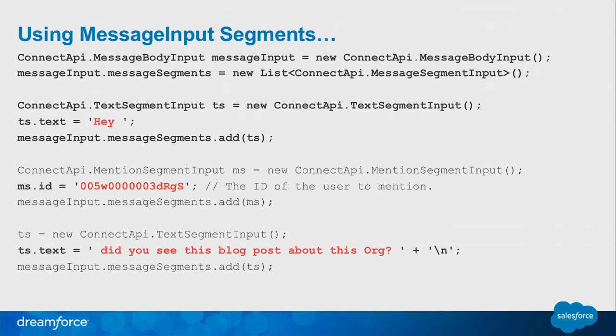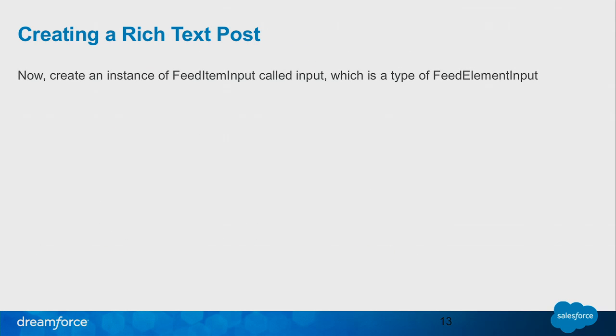And now we create another text segment input. Notice we're just adding each message segment input. We set the property on it that we need, and we add it into the message segment input array. And we just keep doing that through all the segments that we need until we get to the final post. So now we've created the individual bits that we want to insert into that post.